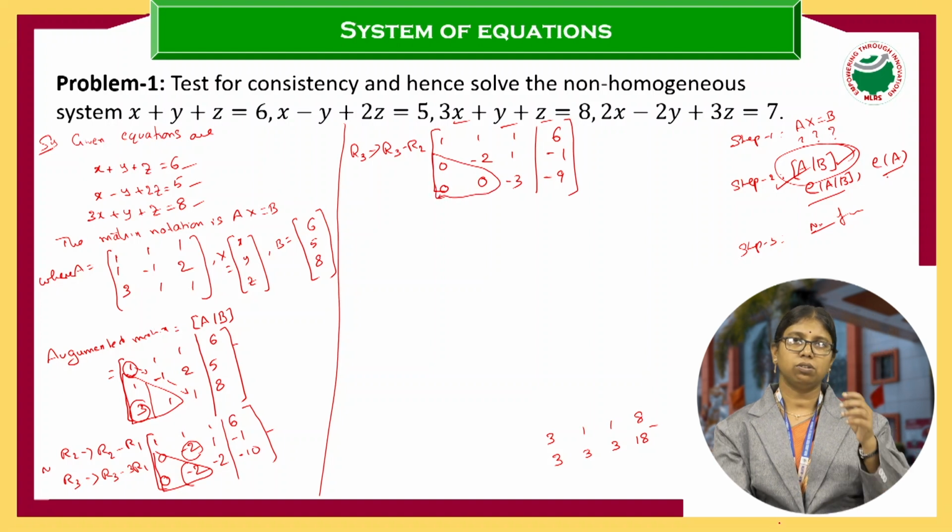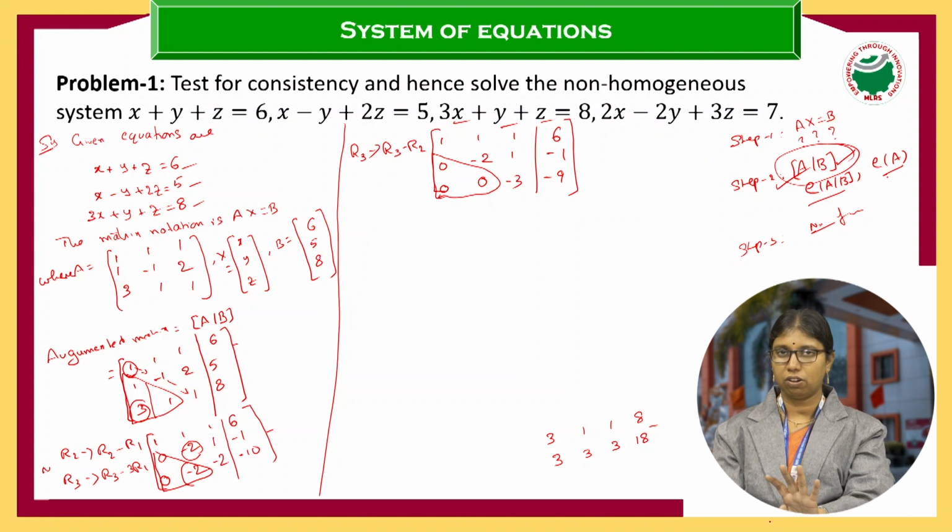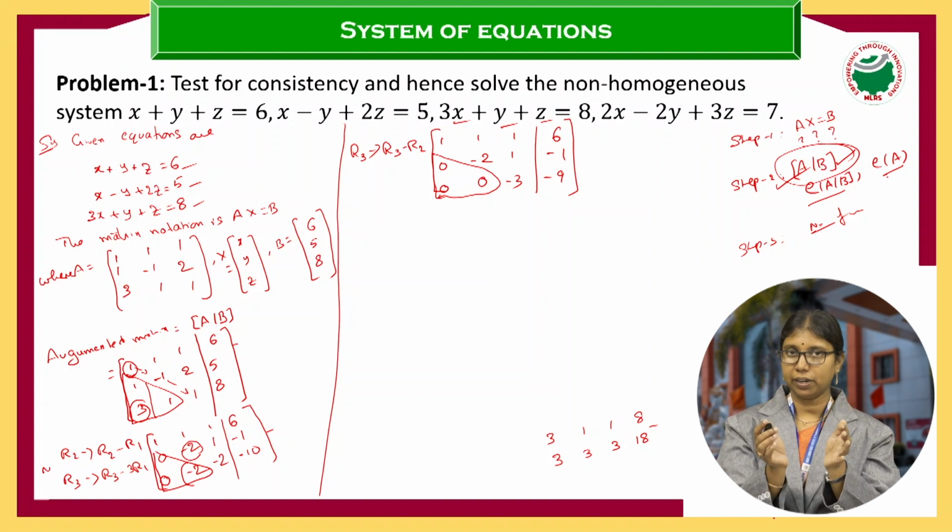And there is no 0 row. If there is a 0 row, it has to be at the bottom of the matrix. In this case, there is no 0 row, so it's satisfying the echelon form conditions. Now you take the rank for both the augmented matrix and the matrix A alone.